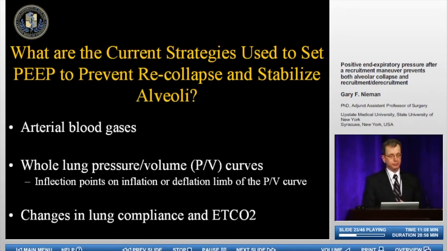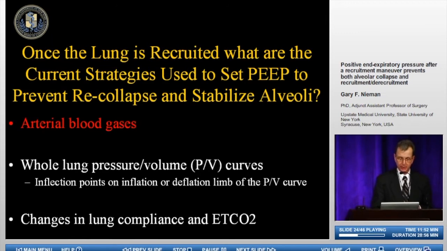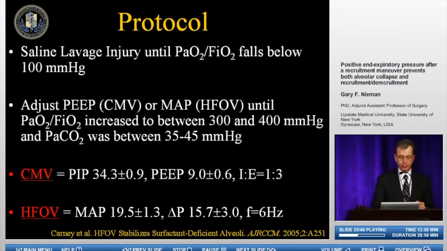So there are multiple ways of trying to decide which PEEP level that you would choose. Arterial blood gases would be one, improvement in blood gases. Probably the most studied has been the whole lung pressure volume curve. And that's where we would look at inflection points on both the inflation and the deflation portion of the curve, and get an idea of what's going on in the lung, both from a recruitment and a collapse point of view. And third are changes in lung compliance and tidal CO2. Obviously, tomography is also a very cutting-edge way of looking at lung mechanics and seeing what's going on in the lung, but unfortunately I haven't been able to secure a device yet, so I haven't done any of those studies myself. But I have done experiments on the other 3.